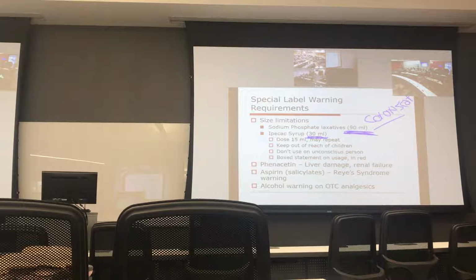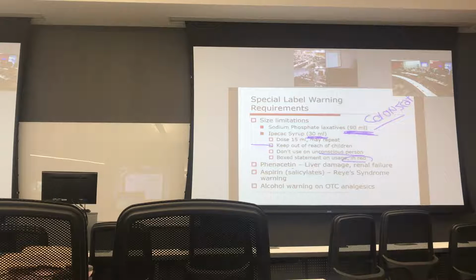The other things that must be on there is to say keep out of reach of children, again, because it can be toxic. Don't use on an unconscious person. Again, this has to do with that aspiration. And it must contain this statement in red, box on the bottom. So if you think you're going to save a little money, make a little more money by repackaging this yourself, realize you're not going to do it because you have to have all these specific labeling requirements on there.